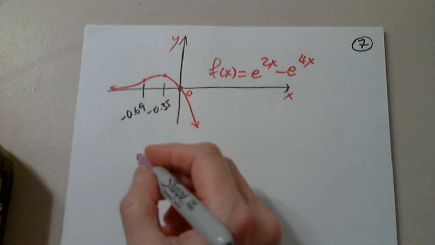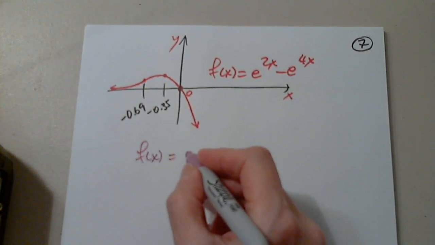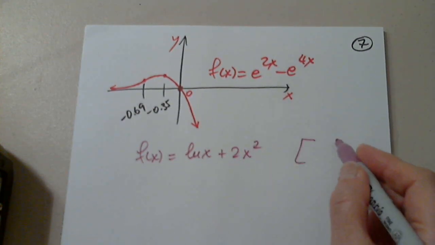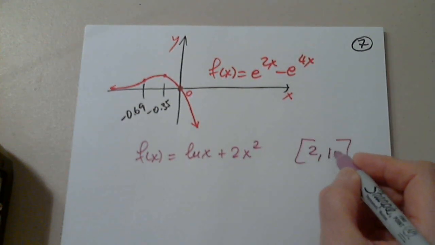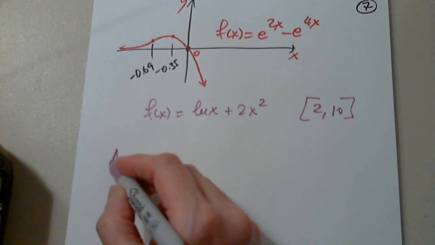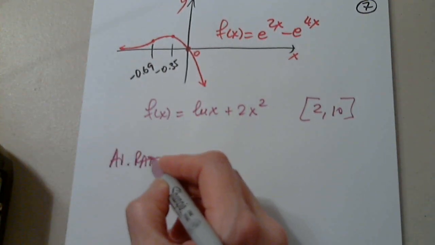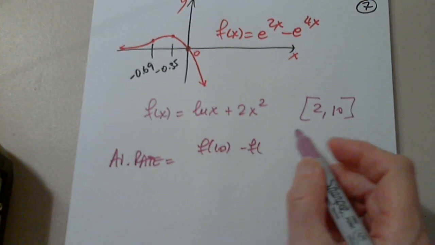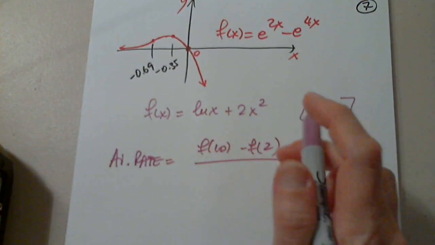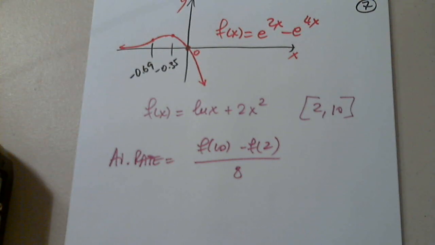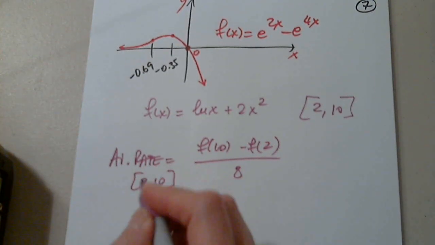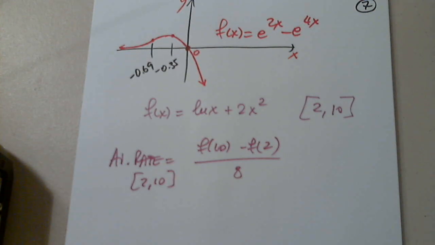A function, any function, let's say natural log x plus 2x squared, and let's say we have between 2 and 10. So the average rate of change is simply f of 10 minus f of 2 divided by 10 minus 2, which is 8. So the average rate of change between 2 and 10 has nothing to do with calculus.